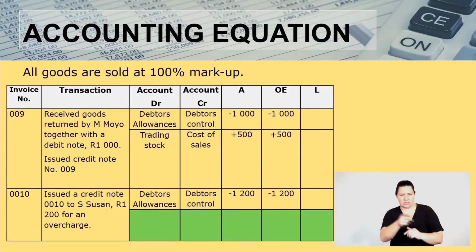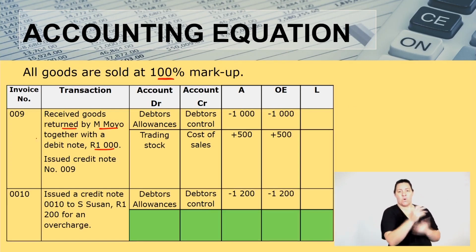Okay. Now, we are going to quickly move on to your accounting equation. Now, it is very important that when I do the accounting equation, you pay very good attention. Let's look at the accounting equation. It says, all goods are sold at 100% markup. Received goods returned by MOL together with the debit note, 1,000. So the moment goods are returned, remember, it affects how many accounts? 4 accounts. Let's start with the first one.